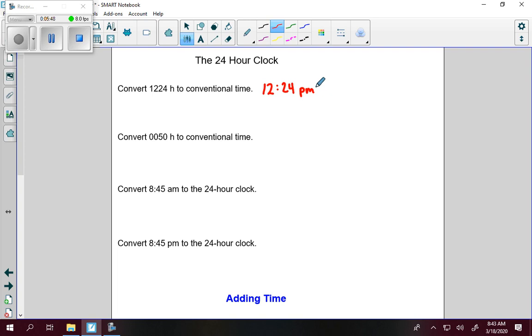If we have to convert 0050 hours into conventional time, that would mean it's 50 minutes after midnight, so it would be 12:50 a.m.